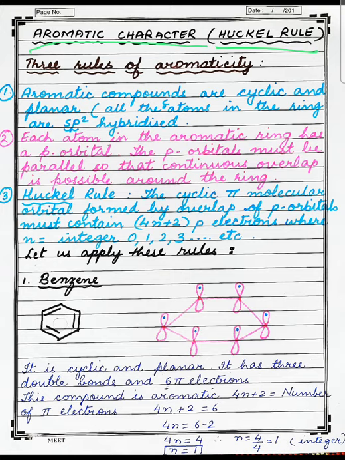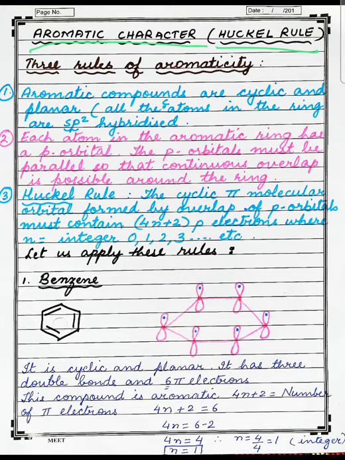Now we will discuss the aromatic character and the Hückel rule. Benzene undergoes substitution reactions very easily rather than addition reactions. This property is common to all aromatic compounds and is called aromaticity or aromatic character. This aromatic character of benzene is correlated to its structure. Actually, aromaticity is due to the extensive cyclic delocalization of pi electrons in the planar ring.